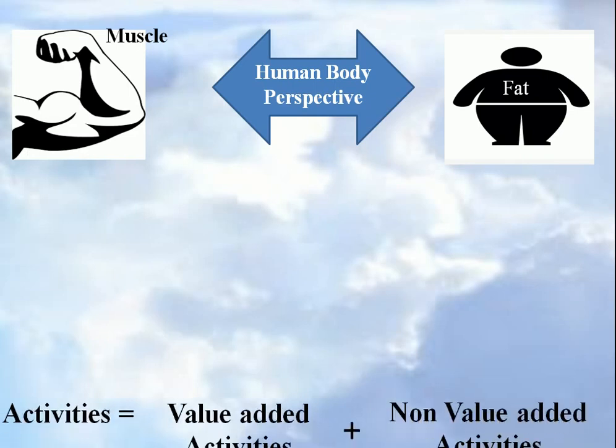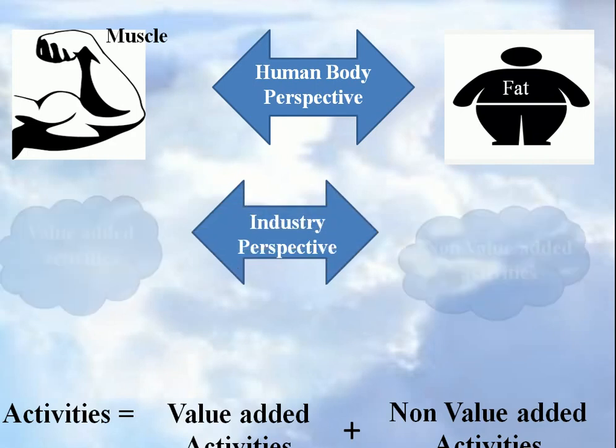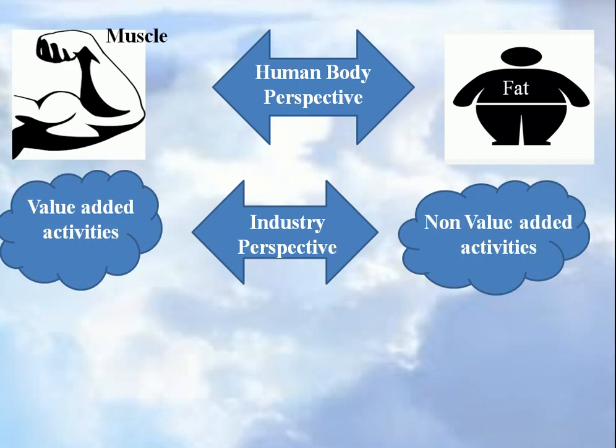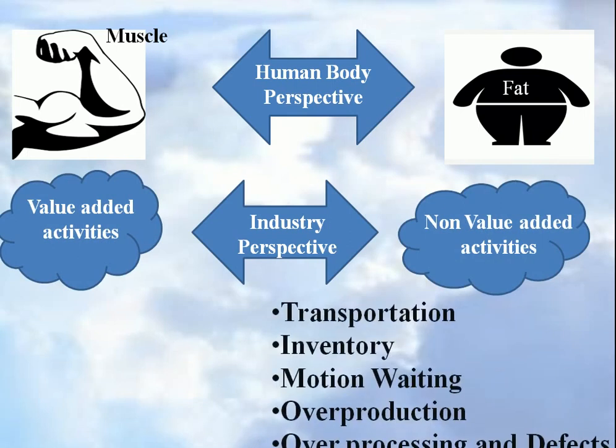For an industry, all the activities can be sorted into value added activities and non-value added activities, as can be seen pictorially here. What are non-value activities? Activities such as transportation of the product from one workstation to another. The man, machine and material spent on transportation is a waste. It doesn't add any profit to the industry.